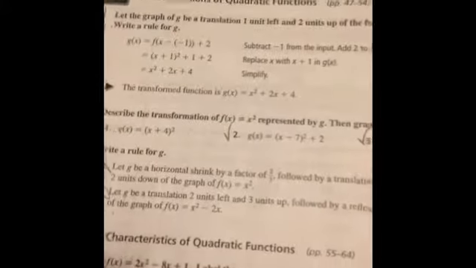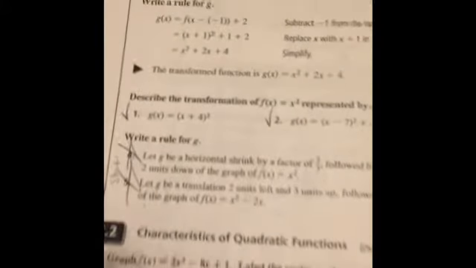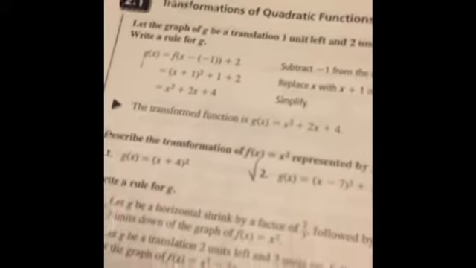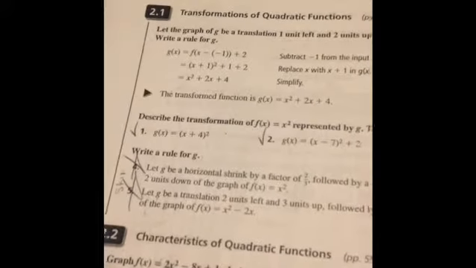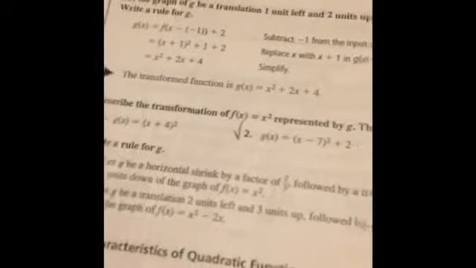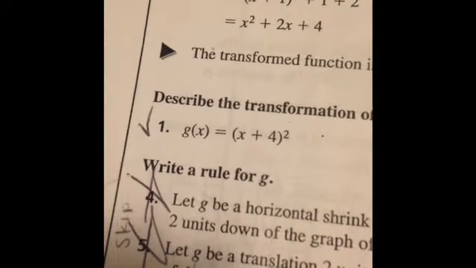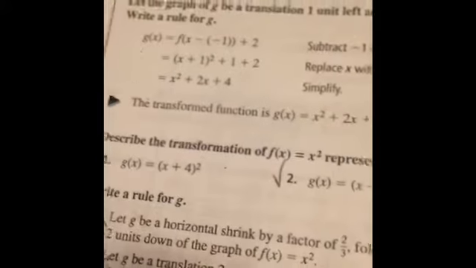Alright, so here I'm going to explain 2.12, which was transformation of quadratic functions. Basically what the vocabulary is for this section is basically transformation. Transformation is when you take a line and it moves on the graph up or down. So for our example, we're going to do number 1, which is g equals (x plus 4) squared.